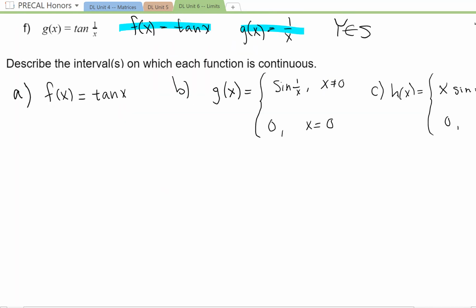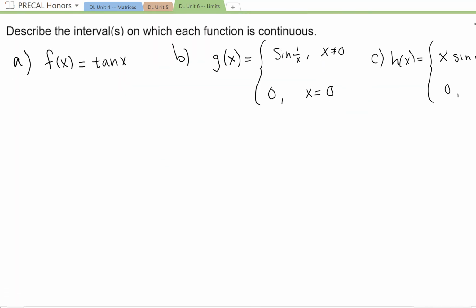Describe the intervals on which each function is continuous. We know tangent x is continuous for every point on its domain. However, its vertical asymptotes, which are points that are not in its domain, are discontinuities that we need to take into account. All right, tangent x, your first discontinuity or vertical asymptote lies at pi halves.